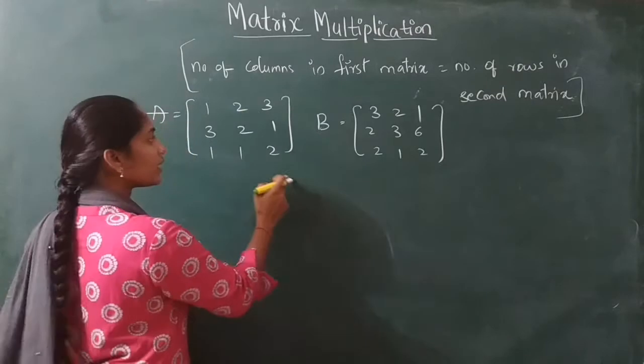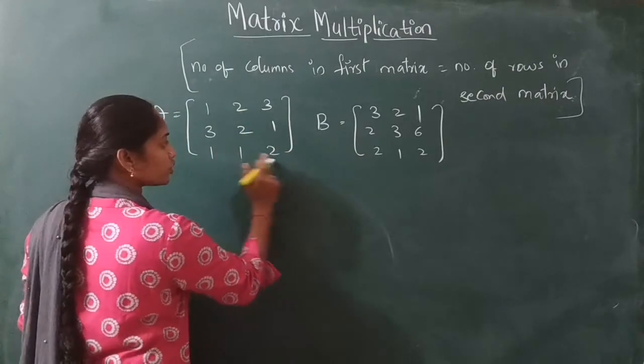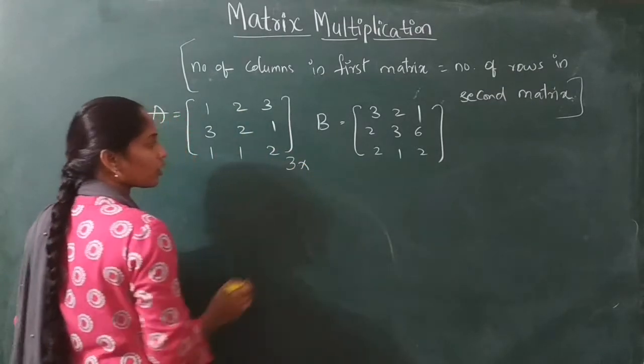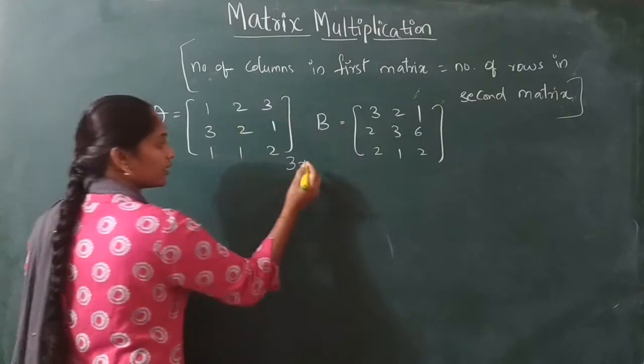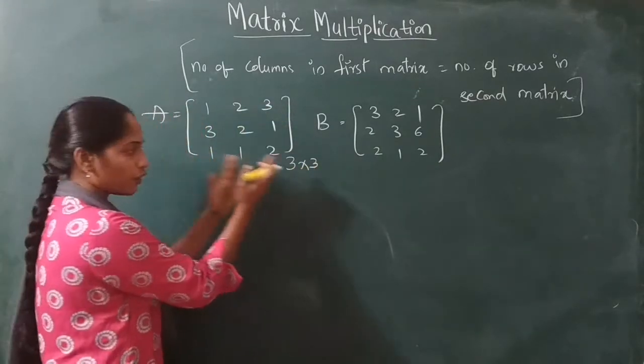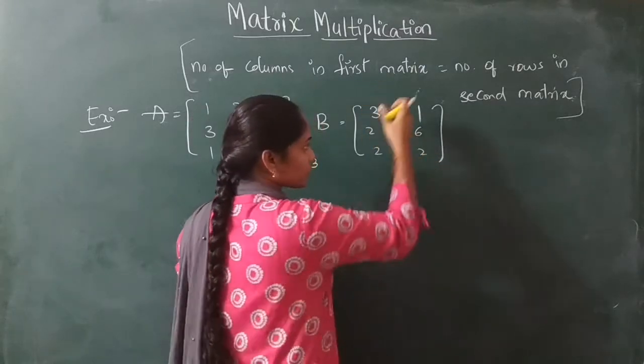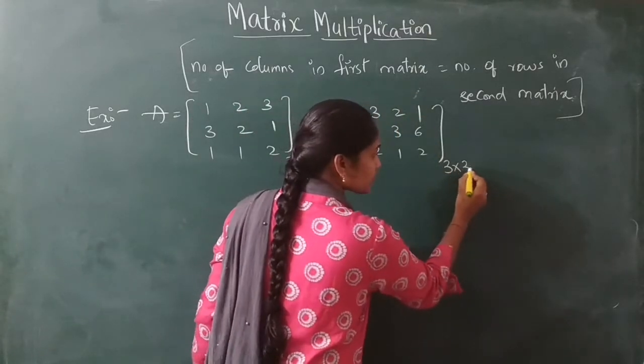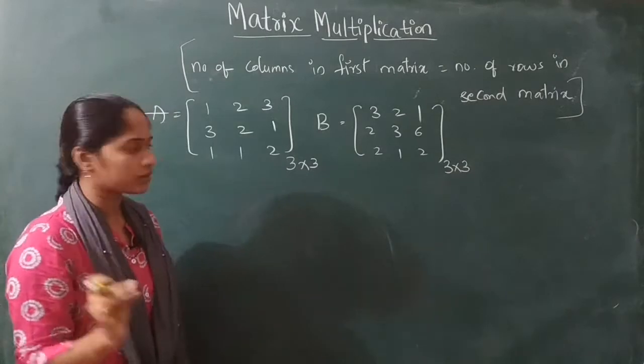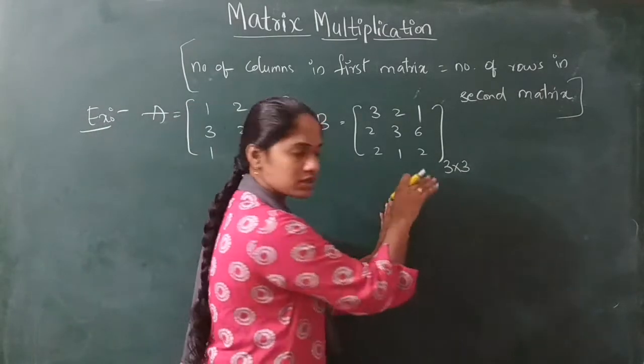So now how many rows are there? 1 2 3. 3 rows are there. How many columns are there? 1 2 3. So A is of order 3 cross 3 matrix. Let's go to B. 1 2 3, 1 2 3, and rows and columns are 3. So please don't say that this is 3 cross 3, this is 3 cross 3.